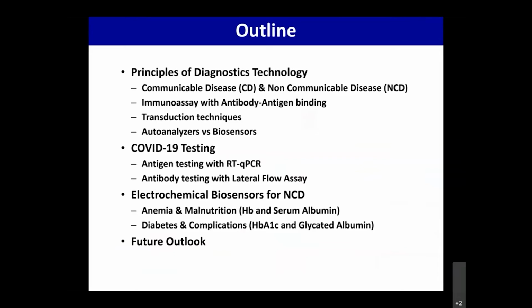Then I will focus on two specific examples. One, of course, is very relevant in the current context, which is to do with the communicable disease COVID-19, which is a pandemic now. I will briefly talk about two different techniques that are used to diagnose COVID-19. Then I will move on to non-communicable diseases, particularly anemia and malnutrition and diabetes and complications. I'll end my talk with some observations on future outlook.